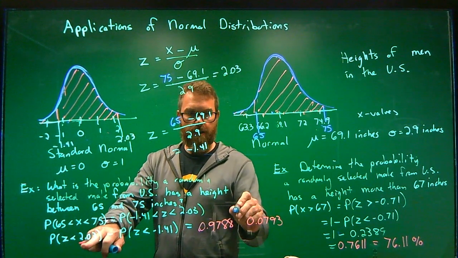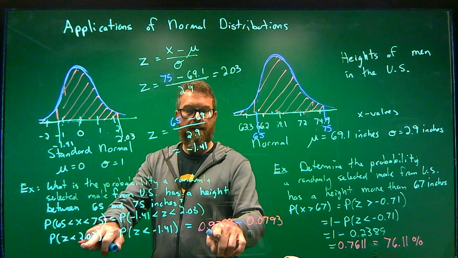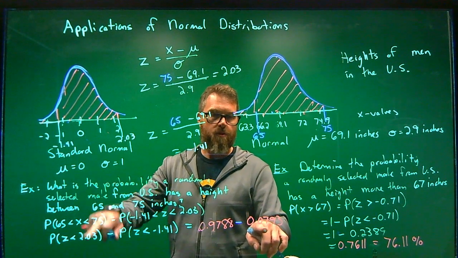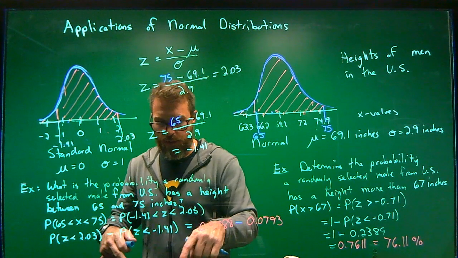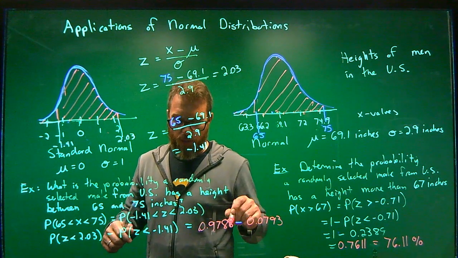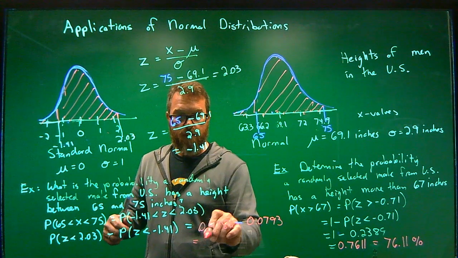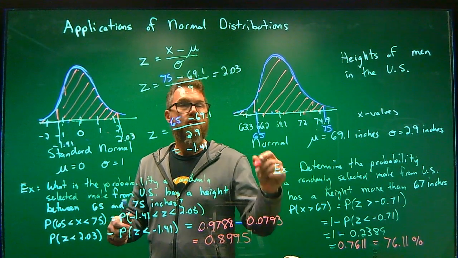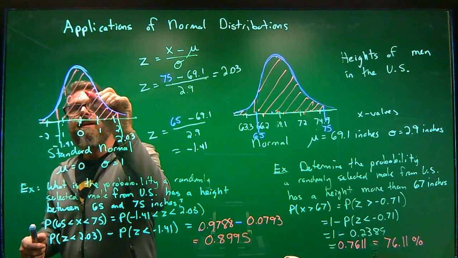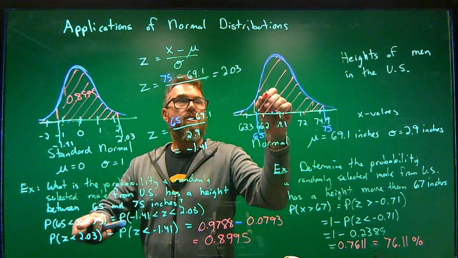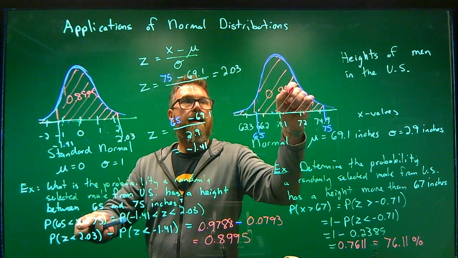So this area gives me 0.9788, and then subtracting off that left tail over here, which is 0.0793, gives me an area of 0.8995. So this is 0.8995, which means that this is also 0.8995.